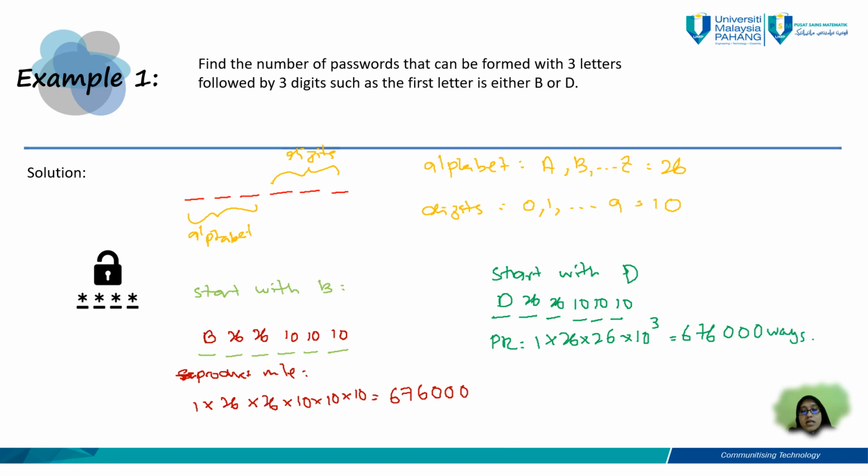Now the last step is we just need to sum up the first solution and the second solution, by using the sum rule. So we will have 676,000 plus 676,000. So the answer is 1,352,000.